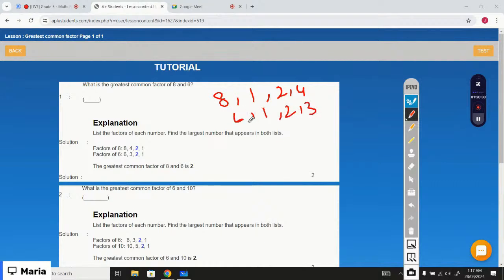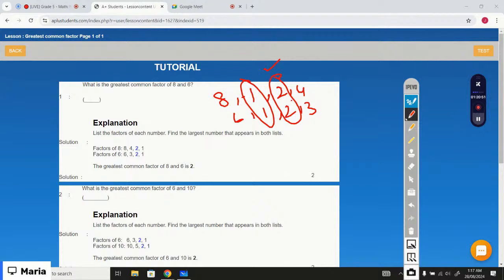These are the only factors for 8 and 6. You don't have more factors. The common means the greatest number that is common. 1 is common and 2 is common. The greatest number is 2. So that means the greatest common factor of 8 and 6 is 2. Got it?